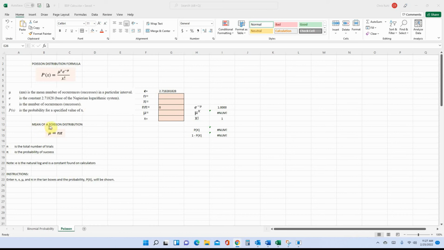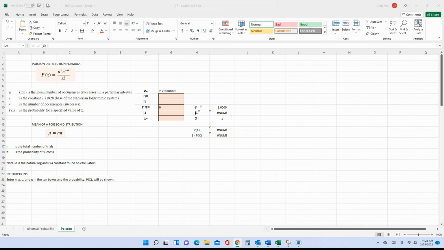Also, the mean of the distribution can be defined as mu equals n pi. So I put a spot up here for n and for pi, and then did a formula for n times pi, which would be equal to mu if they don't give it to you. So you may need to put in n, x, mu, and pi to get the answer.